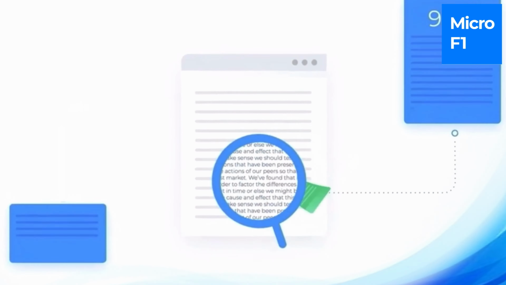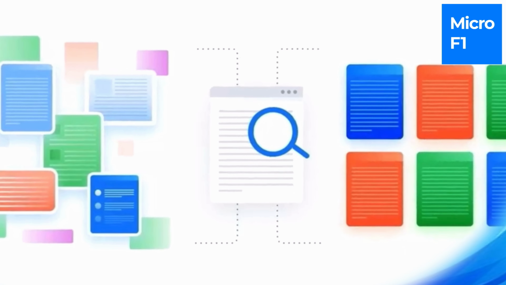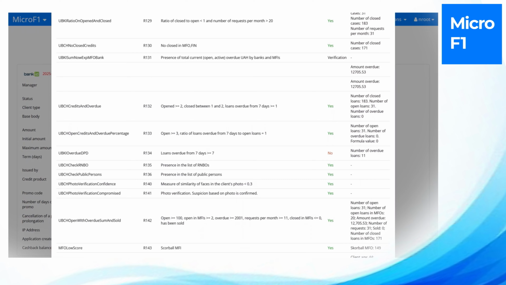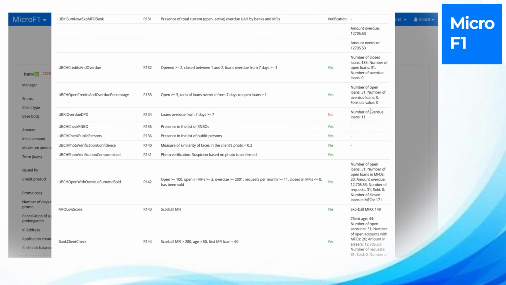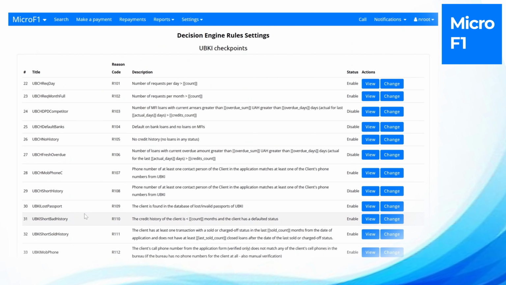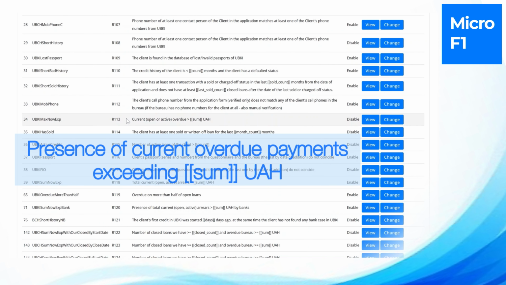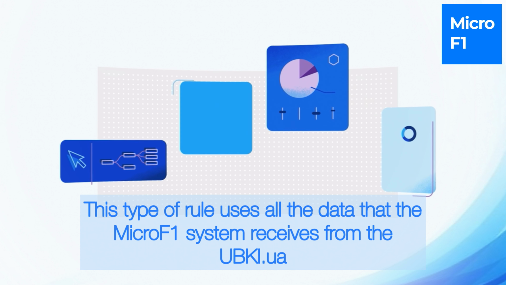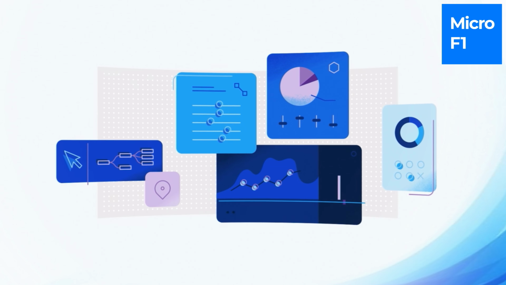After free checkpoints, groups of rules from external services come into effect. In the final assessment of this borrower, the rule from Credit Bureau of Ukraine worked for the result. No, we will show a group of rules from the Credit Bureau of Ukraine. The existence of a current, open, or active arrears more for the amount stated. This type of rule uses all the data that the MicroF1 system receives from the Ukrainian Bureau of Credit Histories.